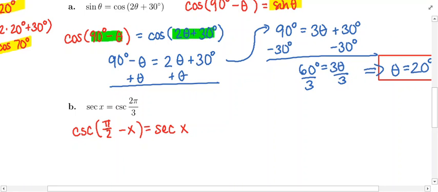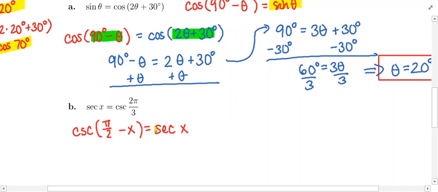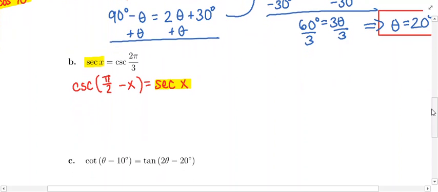Remember, my goal is to have secant equals secant or cosecant equals cosecant. I can make my replacement. I know what secant x is. Secant x is the same thing as the cosecant of pi over 2 minus x. Make that replacement. Instead of secant x in my original equation, I'm going to replace it with the cosecant of pi over 2 minus x. That has to equal what's on the right. I'm not changing the right side. And now I have cosecant equals cosecant.